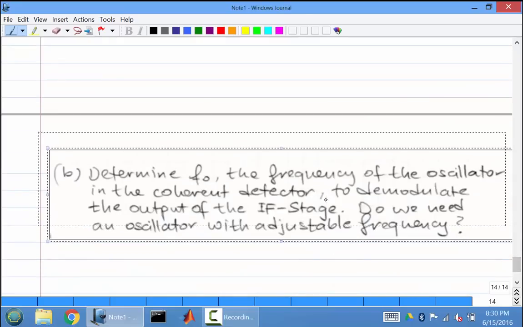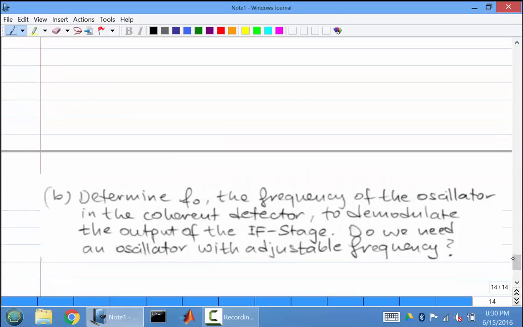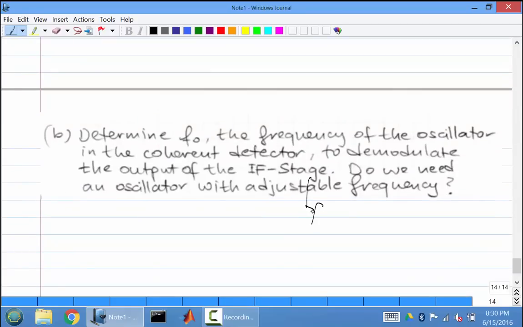Determine the frequency of the oscillator in the coherent detector to demodulate the output. Well, that's very simple. Remember, the intermediate stage is fixed. What you have is an intermediate stage where the bandpass filter is centered at the particular intermediate frequency. Because it's fixed, all you have to do is make sure that the intermediate frequency is simply equal to 455 kilohertz, because that's the point of the intermediate stage.